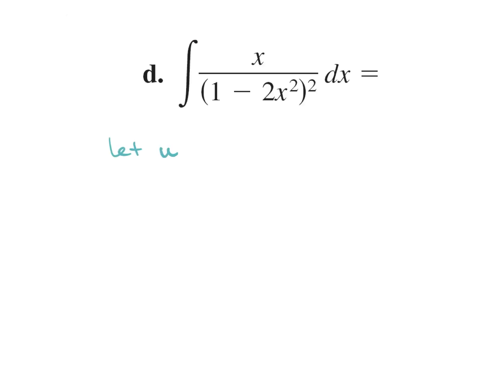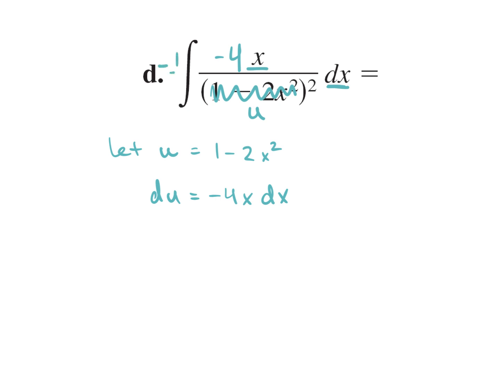So what do we want u to equal here? Awesome, 1 minus 2x squared. So then du is going to be the derivative of that. So what's our derivative of 1 minus 2x squared? Negative 4x dx. So I'm going to substitute u into the 1 minus 2x squared. And then I have an x and a dx, but I'm missing a negative 4. So if I multiply by negative 4 up top here, what else do I have to do? Awesome, I got to multiply by a negative 1/4 out front.